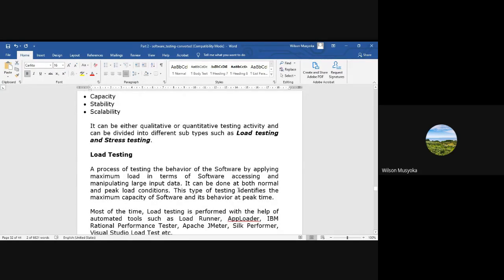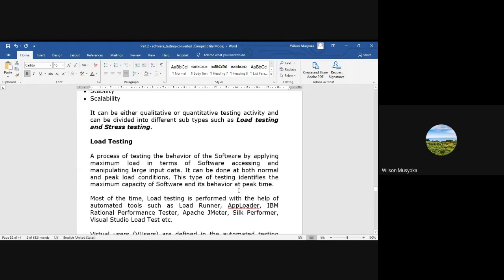We are also looking at the stress levels of the system and load testing. When we are looking at load testing, it is trying to put a lot of load into the system to see if it is able to manipulate large input data or a large number of users so that you can test the stress levels of that system.